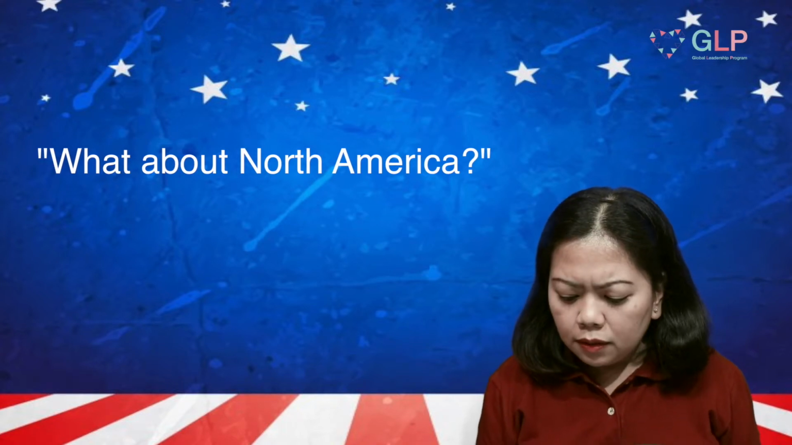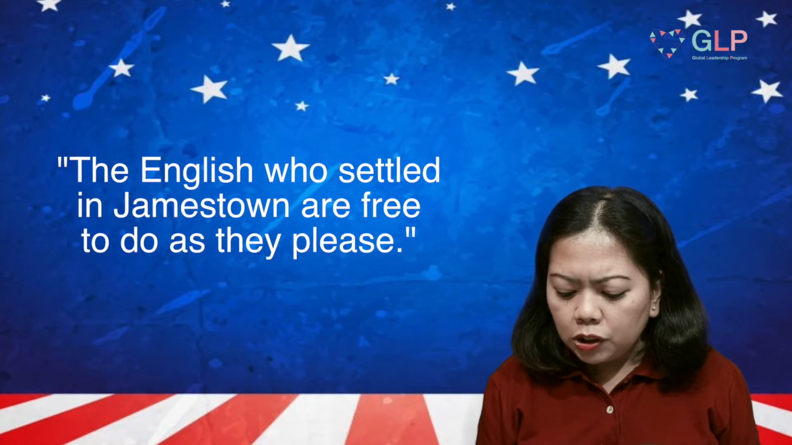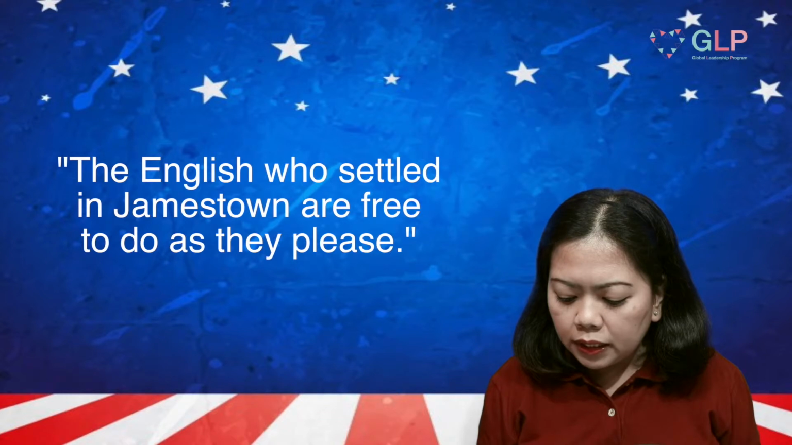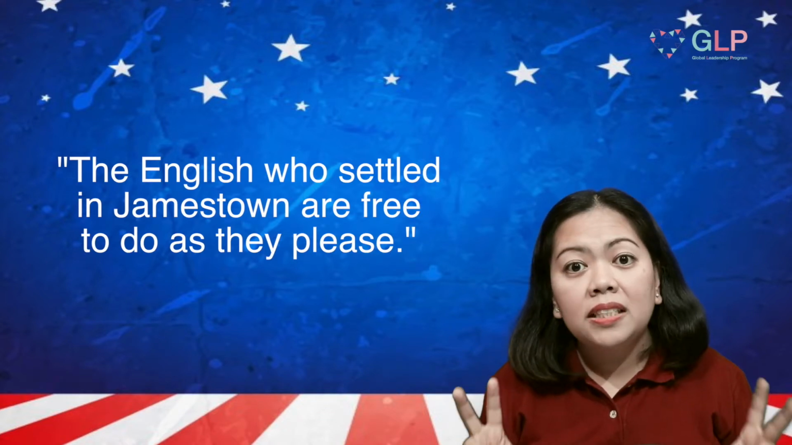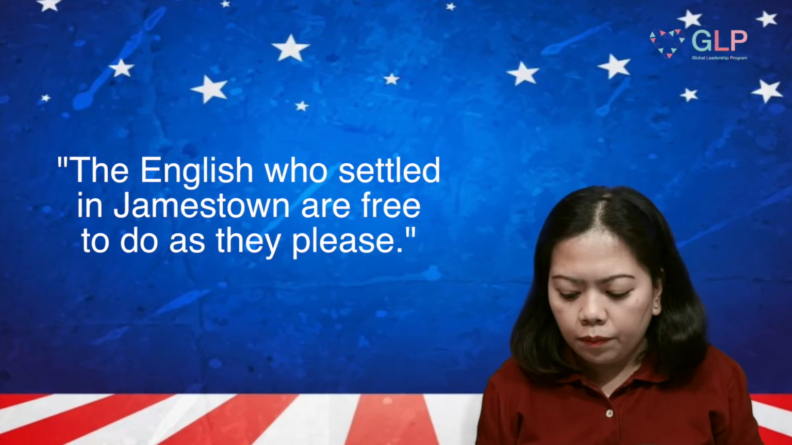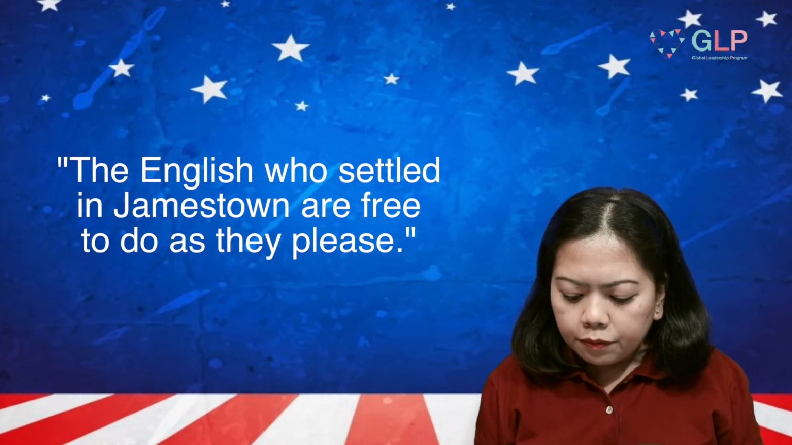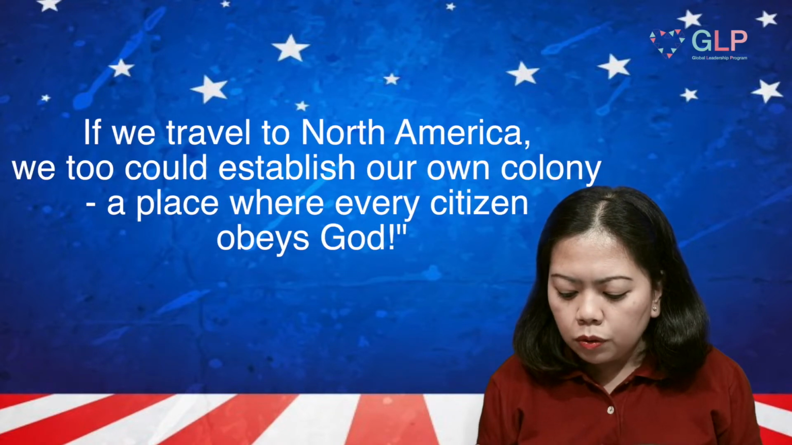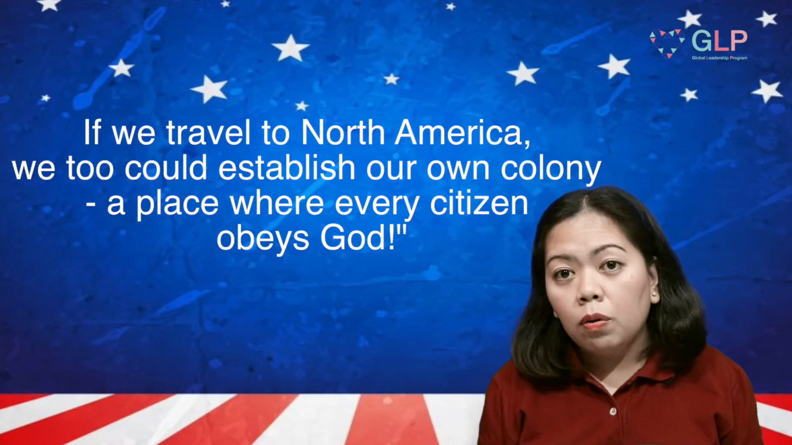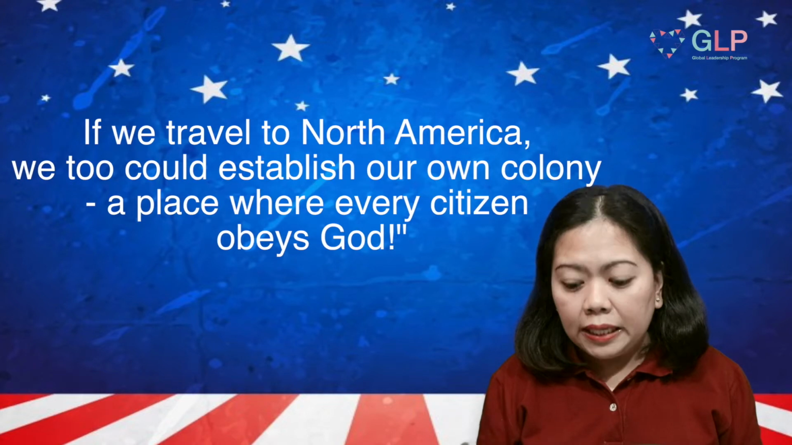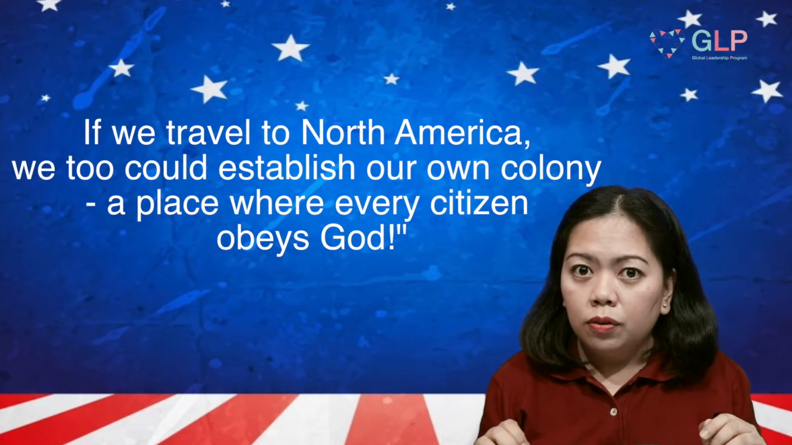So it is said that they told each other that the English people had settled in a place known as Jamestown. Okay, Jamestown. Before it was Leiden and now Jamestown. They are free to do as they please. If we travel to North America, we could establish our own colony. A place where every citizen obeys God. So that is Jamestown.